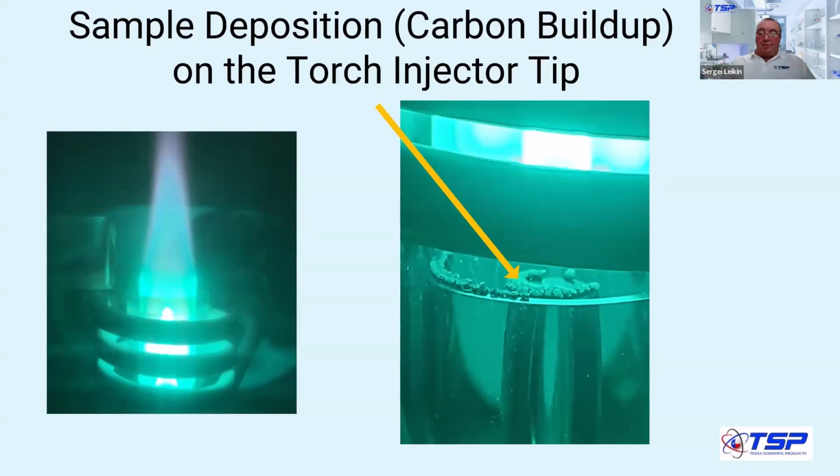In order to address that, it's a very simple solution. What you need to do is increase the auxiliary flow, which is called intermediate flow on some of the instruments, and that will lift the bottom of the plasma up, as shown by this arrow. That will prevent the carbon buildup, so you can run consistently for hours and hours before you need any cleaning. This is probably one of the most critical things in running organic applications.